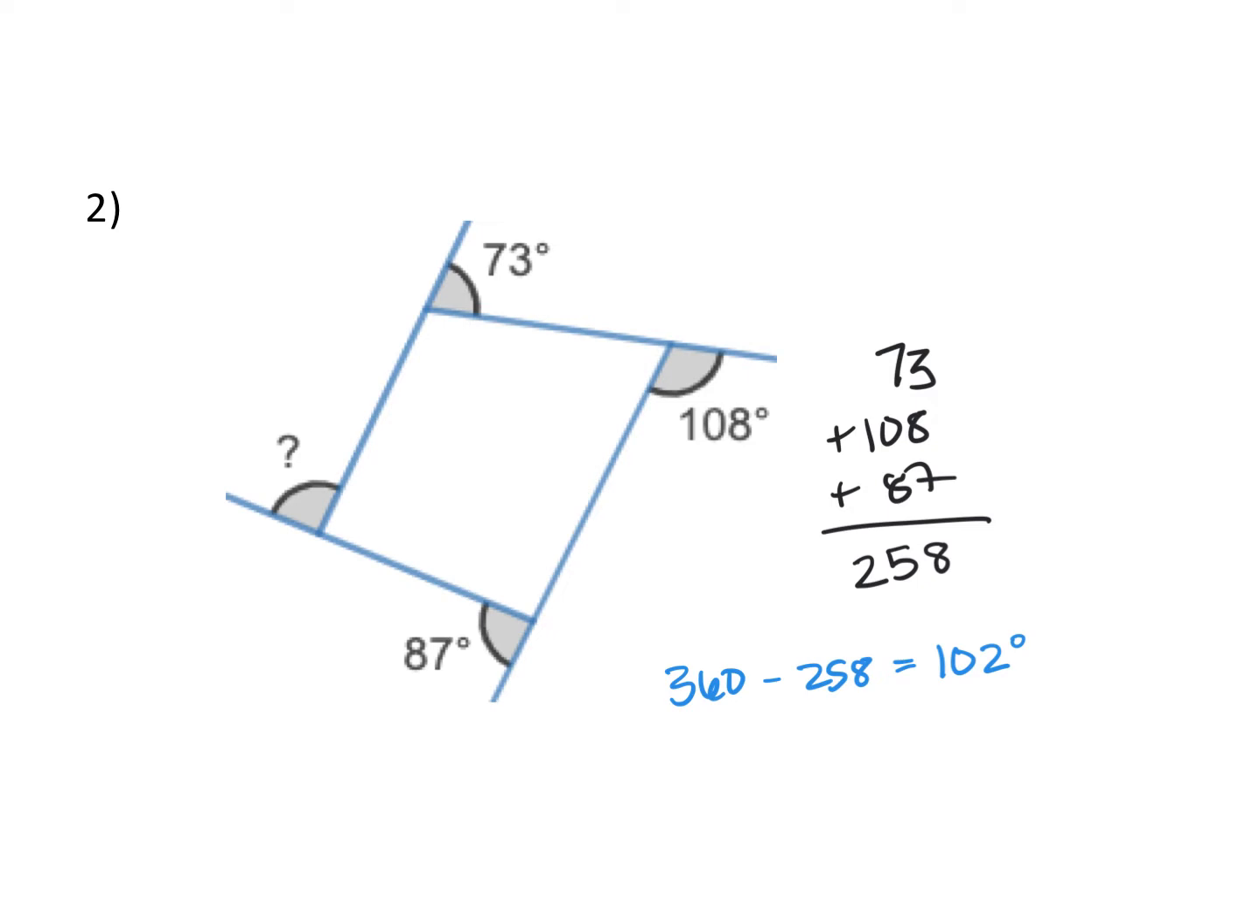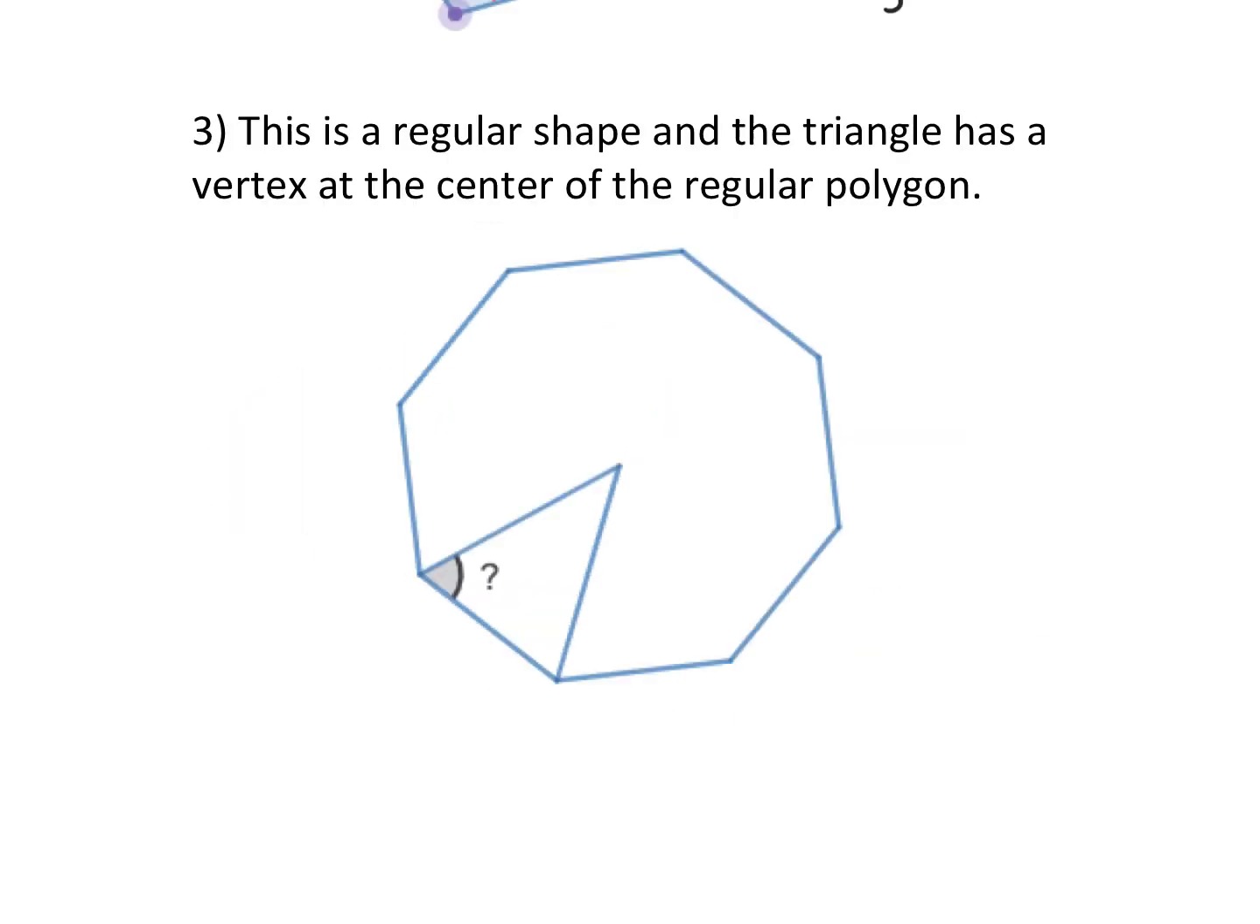Except now that I'm looking at this, there's no way that's 102, and that's because I added wrong. Silly me. This would be 268, and that would take this down to 92 degrees. That looks way better for this angle, 92 degrees. Cool. There's your answer for number 2.